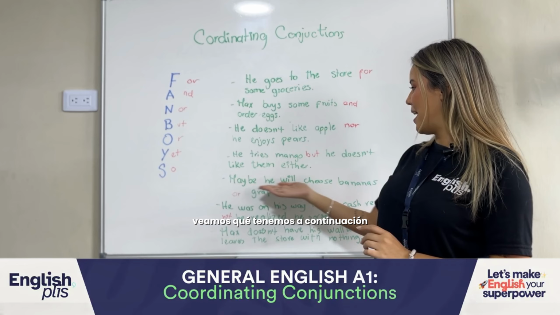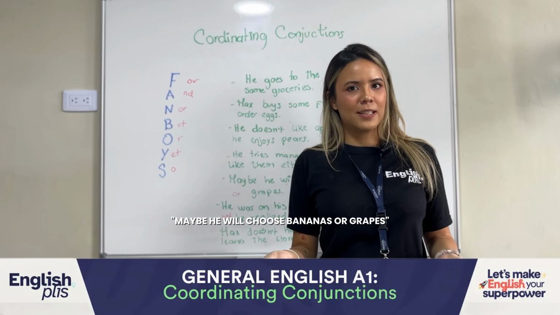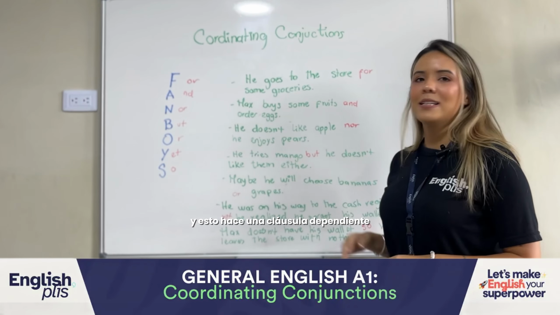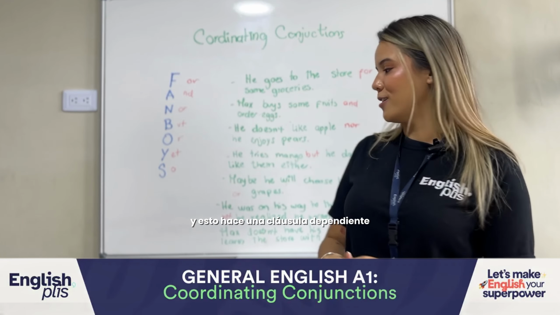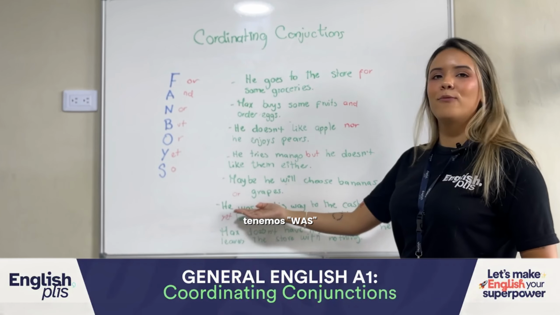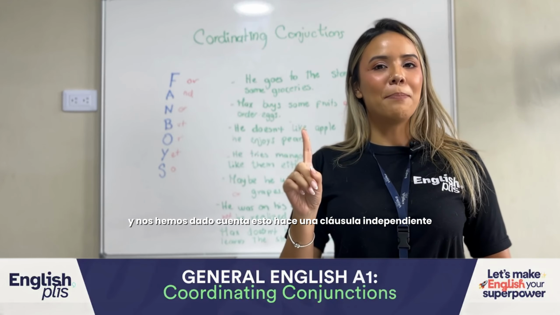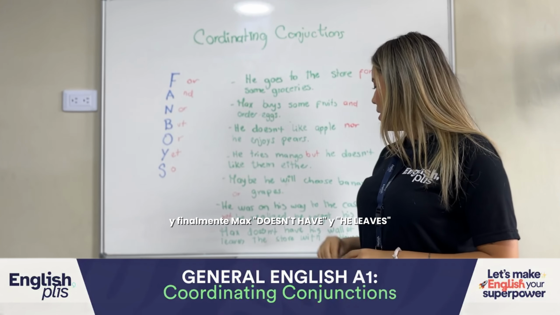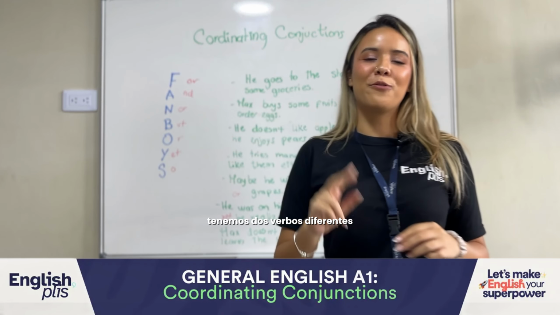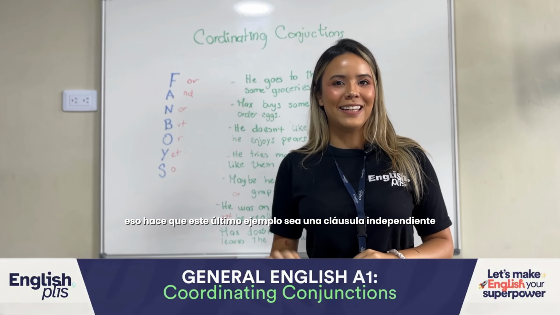Let's see what we have next. Maybe he will choose bananas or grapes. In this case, we're only using one verb, and this makes a dependent clause. Moving on, we have he was on his way, we have was, and we have realized. This makes an independent clause. And finally, Max doesn't have and he leaves. We have two different verbs that make this last example an independent clause.